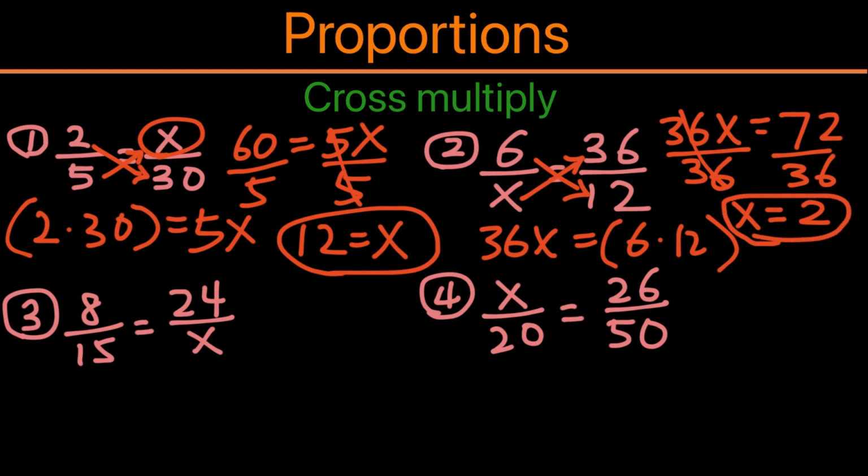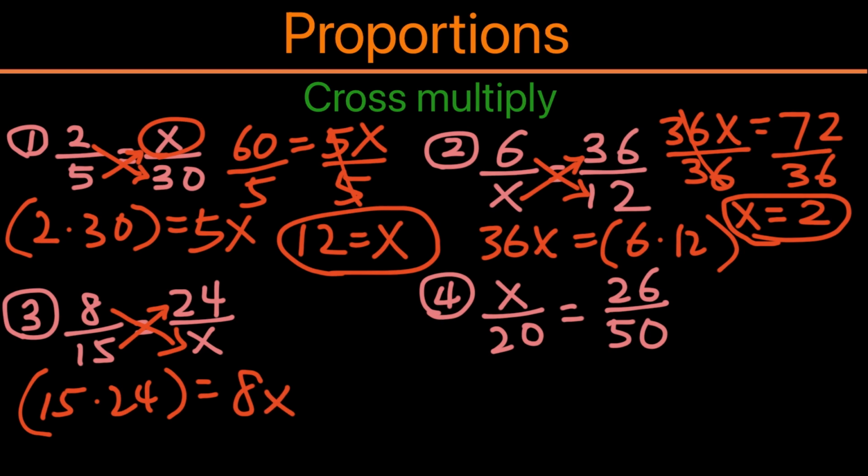Now for the third example, we'll multiply 15 to 24 and 8 to x. So 15 times 24 equals 8x. And on a calculator, if you punch in 15 times 24, you will get 360 equals 8x. Now let's divide both sides by 8 so we can get x by itself. And x would become 45.